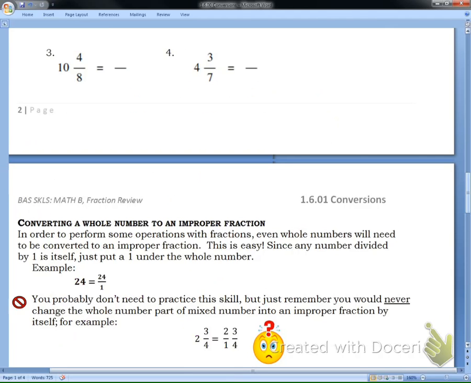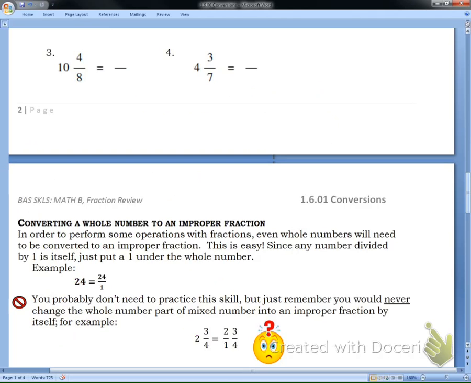All whole numbers can also be written as an improper fraction. In order to change a whole number, like in our example 24, into an improper fraction, you simply put a 1 under it. So if you ever have a whole number and they ask you to write it in fraction form, just simply put a 1 under it. Now I don't think you need to practice that, but I do need for you to know, because I've seen some students do this before.